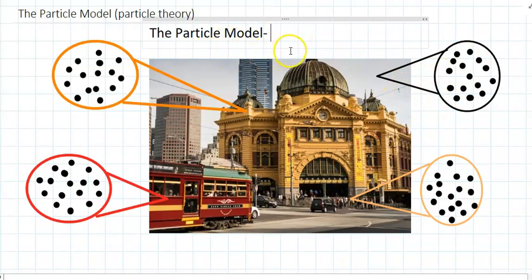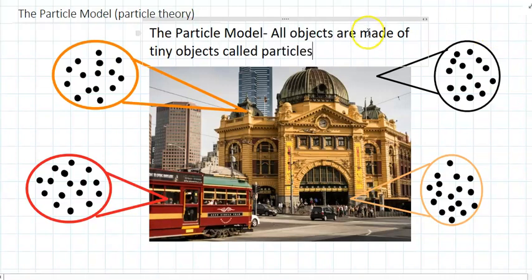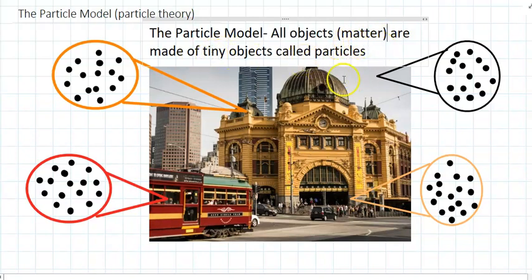So to put it simply, the particle model is just the fact that all objects in the universe are made of tiny objects called particles. And the more scientific word for an object is matter. So every physical thing is made of, we call it matter. So all matter is made of tiny objects called particles. And that's what the particle model is.